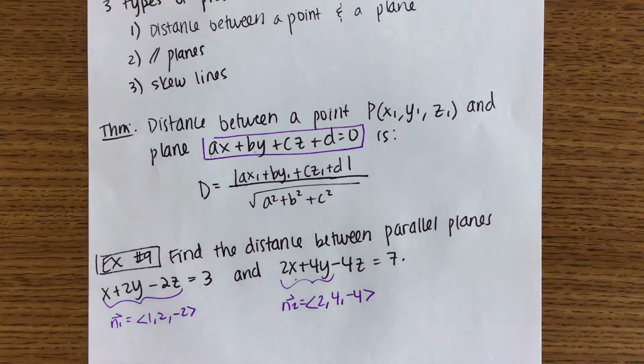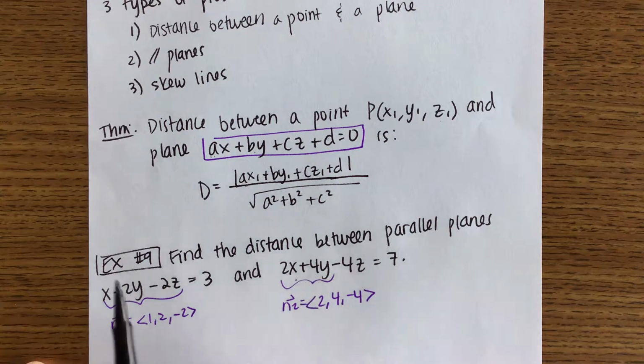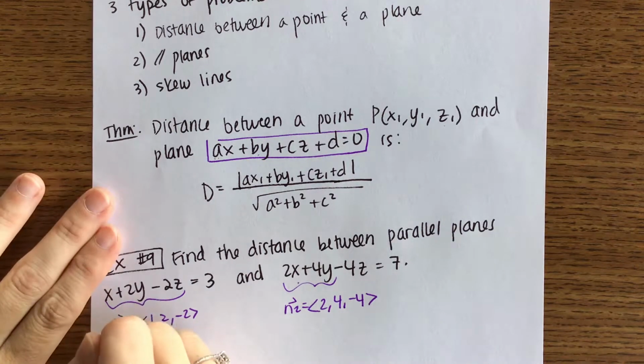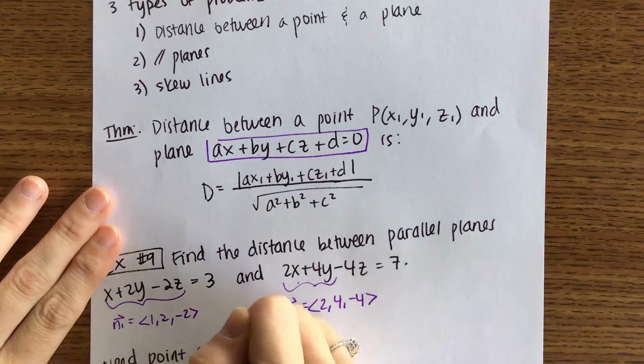So in order to use the formula, we need a point and we need a plane. We have 2 planes, so really what we need is we need a point on one of the planes. So you're going to use one plane, like maybe we'll use this as our plane, and then we need a point on this plane. So then we would find the distance between the point on this plane and that plane. Does that make sense? Okay, so first thing we need is we need a point on one of the planes.